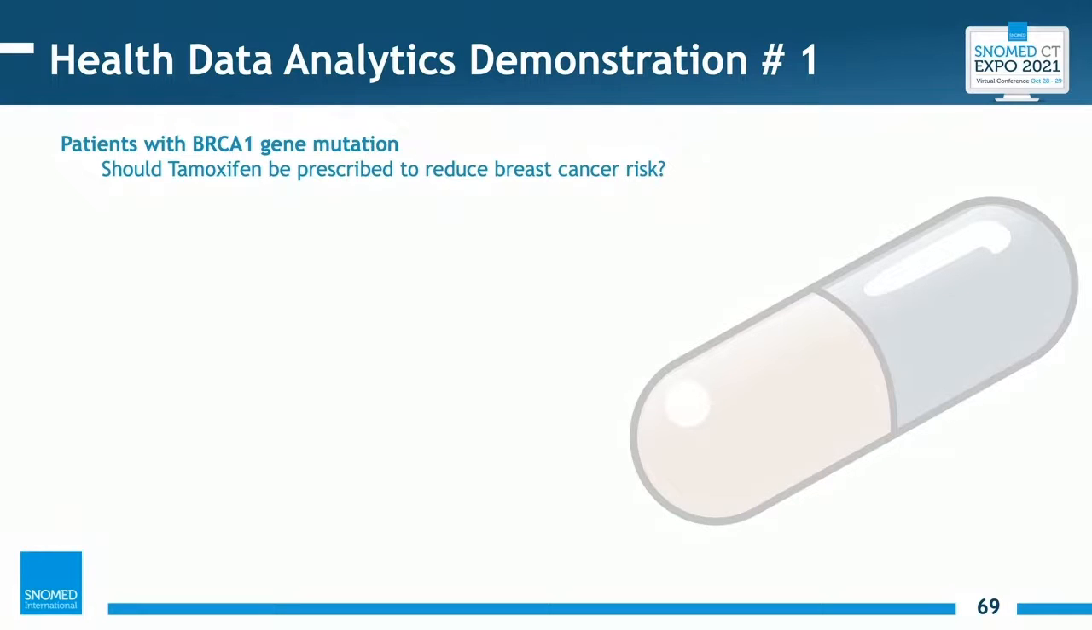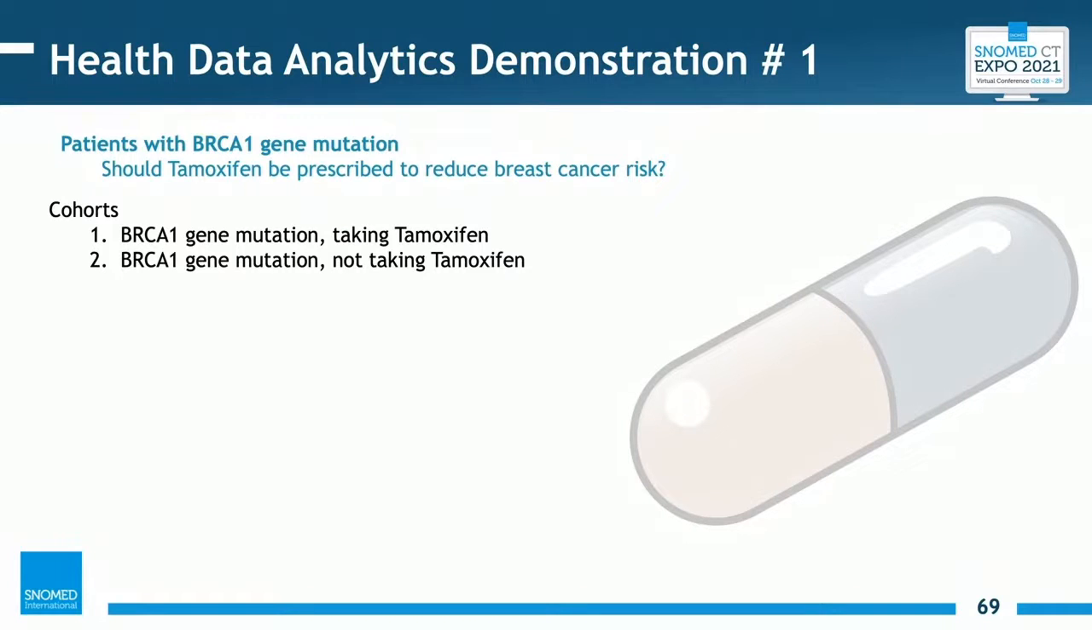Ultimately, we're going to define two patient cohorts. First, the patients which have the BRCA1 gene mutation and are taking tamoxifen. And second, the patients which have the BRCA1 gene mutation who are not taking tamoxifen. And then we'll compare the incidence of breast cancer between the two cohorts. And to do this, we're going to use the expression constraint language to construct the relevant subsets.